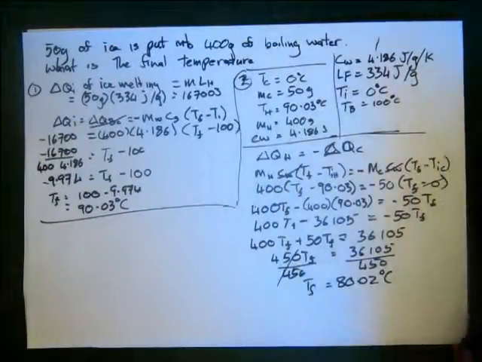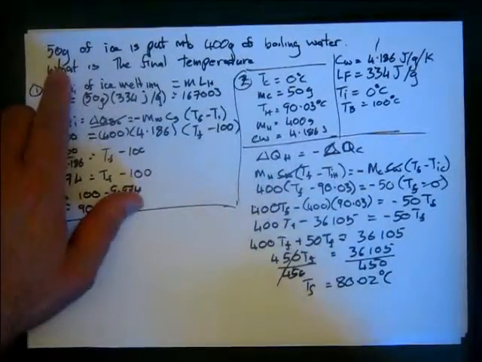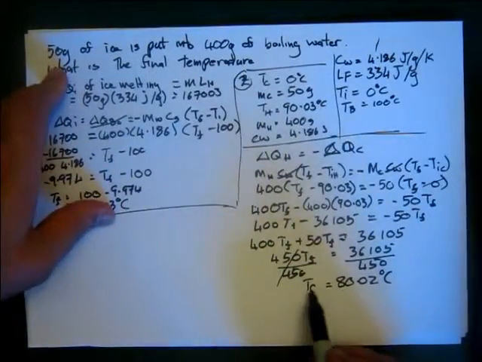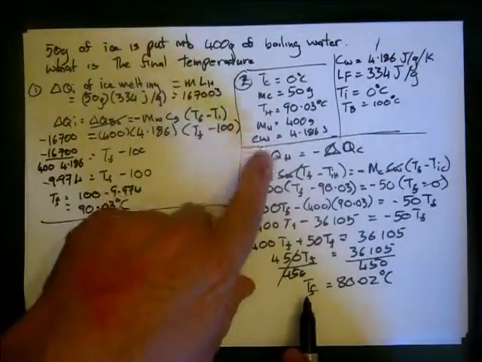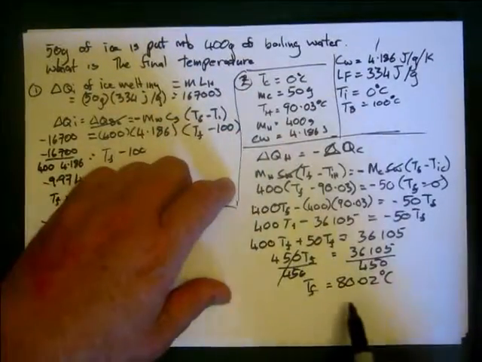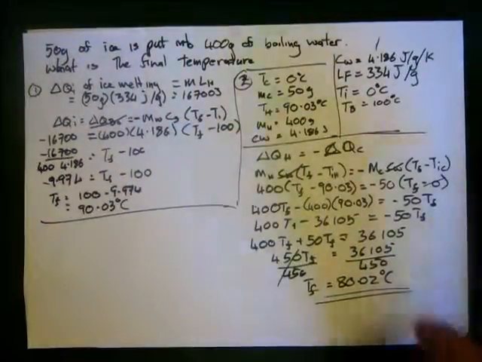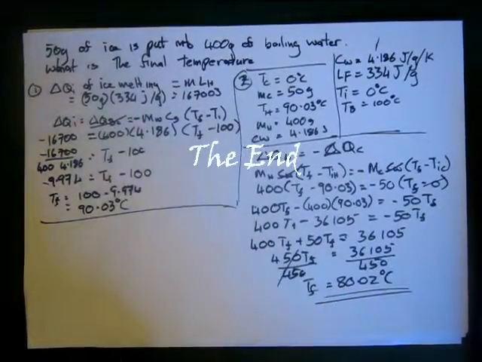So basically, with my 400 grams of water, I add 50 grams of ice. Once the ice is melted and then warmed up to the rest of the temperature, the equilibrium temperature is going to be 80 degrees Celsius. And that's assuming no heat loss going out, no heat gained by coming in.